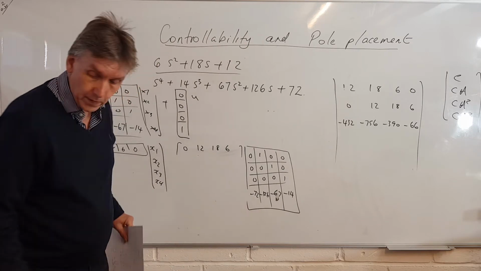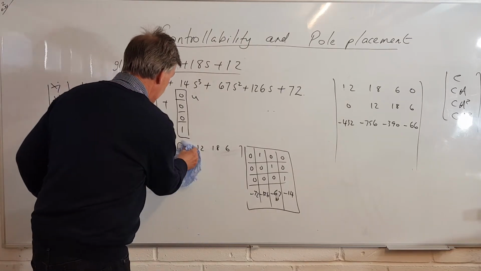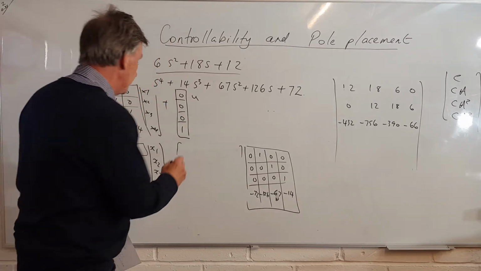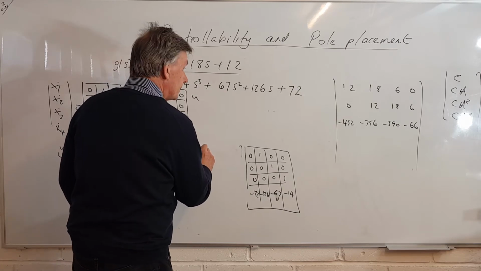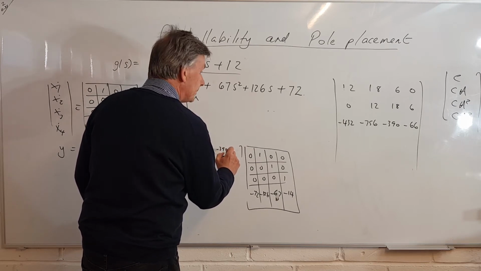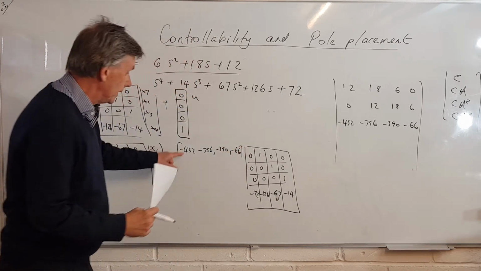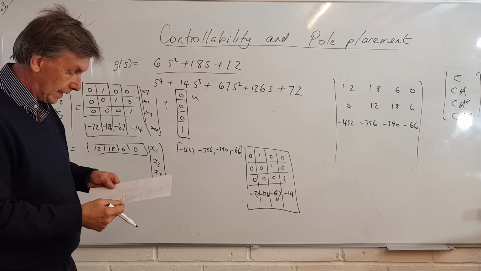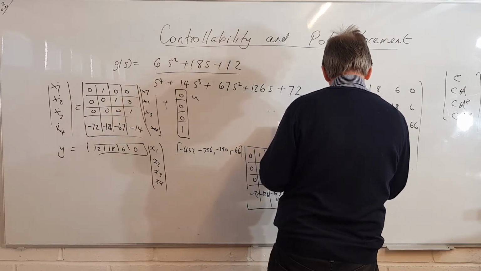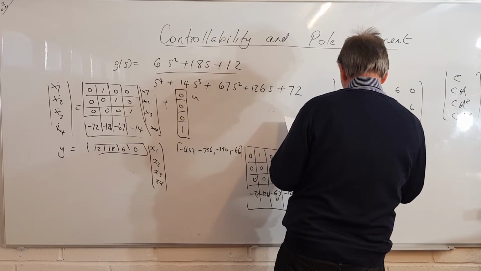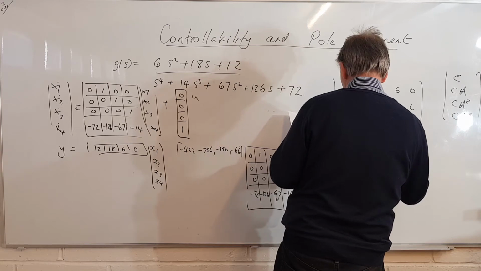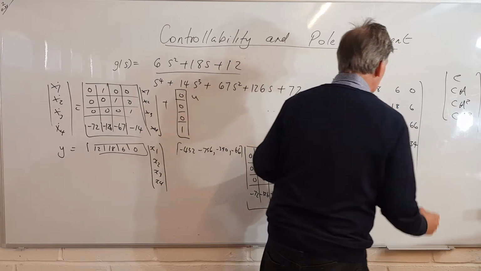So if we now remove this part here, and again replace this now with CA squared, which is minus 432, minus 756, minus 390, and minus 66. Multiply this by this, then we'll end up with CA cubed. So these are quite large numbers. 4752, 7884, 3666, and 534.